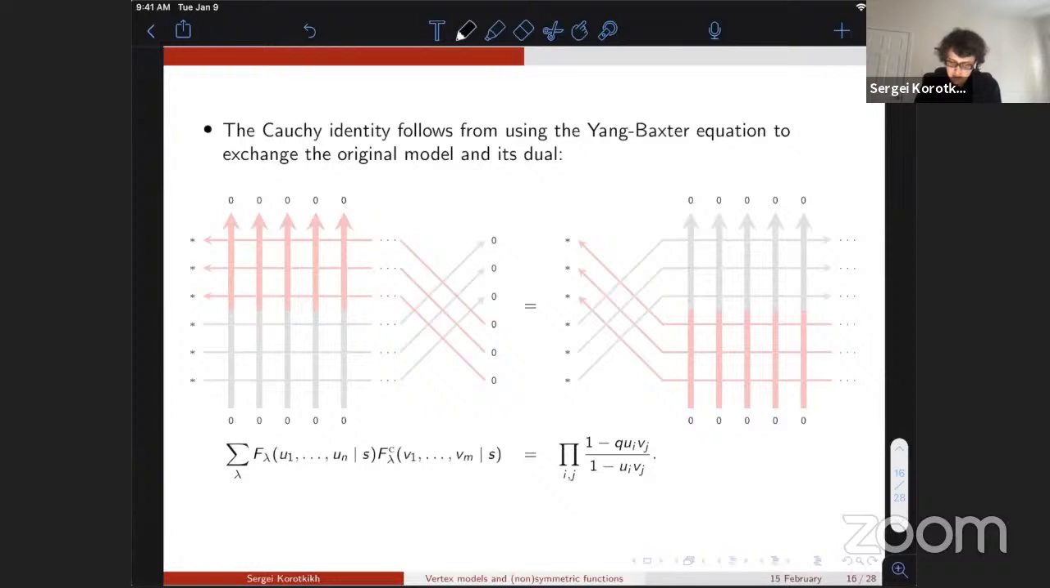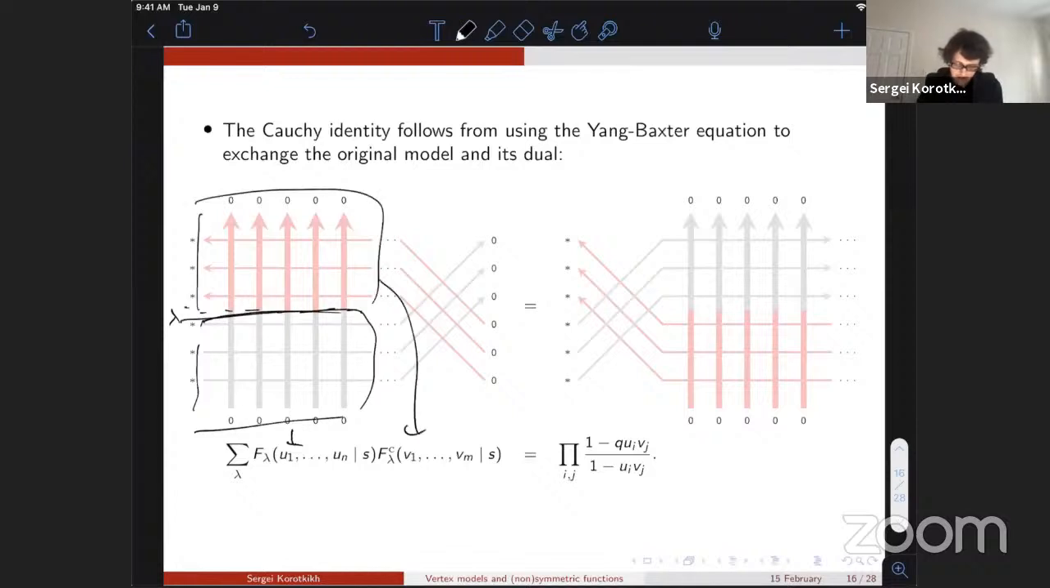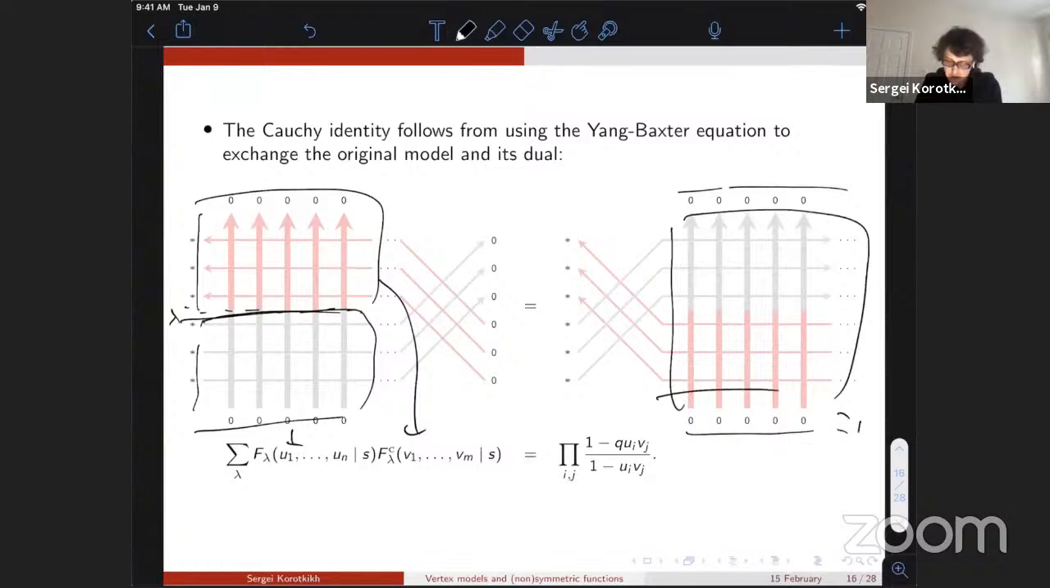And the resulting identity will actually coincide with the Cauchy identity, because here we'll have a sum over all configurations of the model. If we cut it in the middle and read the configuration along the columns in the middle as some partition lambda, then the part on the bottom will give me one function f lambda. The dual part will give me another part of this Cauchy identity. And on the right-hand side, since I have zeros here and zeros on top, all this partition function will be essentially one, because it will have only one allowed configuration inside of it, which consists of all zeros.